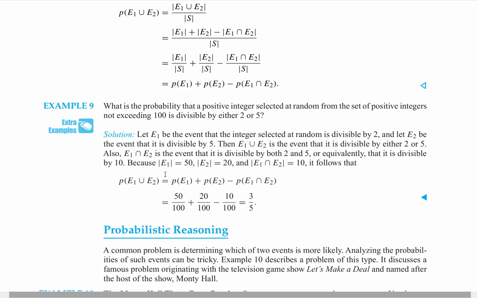50 of the numbers are divisible by 2, so all the even ones between 1 and 100. Which numbers are divisible by 5? Well, all the multiples of 5, so 1 times 5, 2 times 5, up to 20 times 5. So 20 are divisible by 5. And we need to subtract the number divisible by 2 and 5. So the number divisible by 10, there are 10 of those.